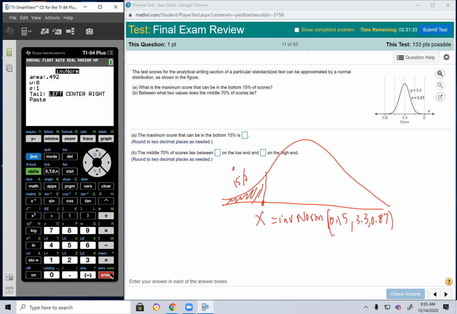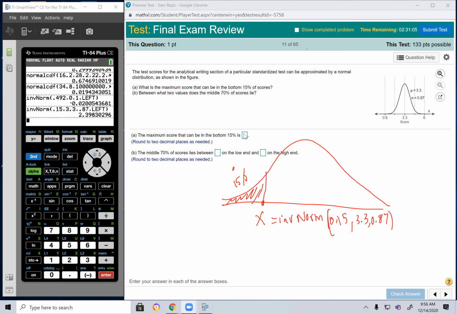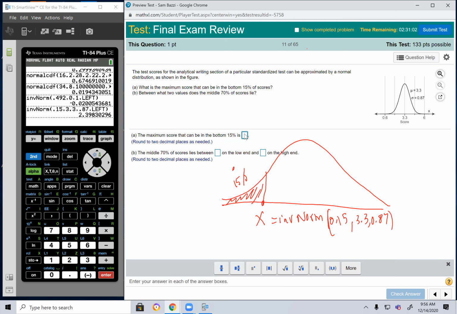Inverse norm. So area is 0.15. Enter the mean, which is 3.3. Standard deviation 0.87. And again, you can ignore this part if it doesn't show on your calculator. And it's 2.3. How many digits? He says round to 2 decimal places. So it will be 2.40.